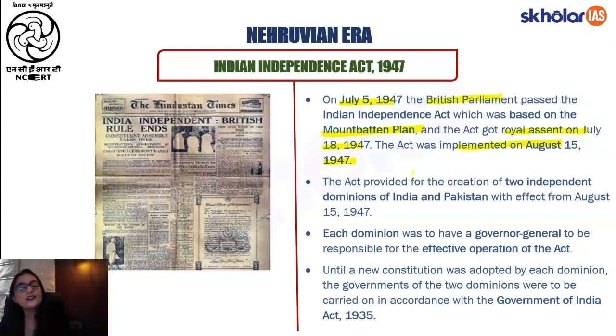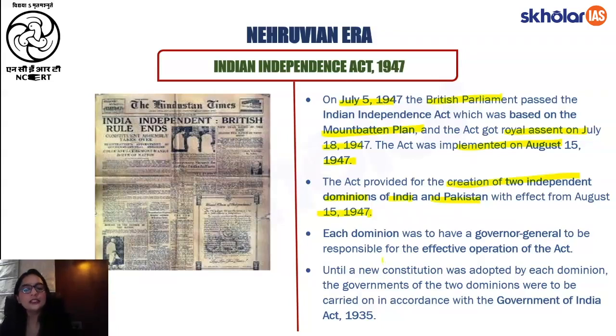Having said that, students, this particular act provided for the creation of two independent dominions, that is India and Pakistan, and this was to come into effect from August 15th, 1947. तो इंडिया और पाकिस्तान में इंडिया टूट चुका था, ये दो इंडिपेंडेंट डोमिनियंस बन गए थे और ये इफेक्ट में आ गया था 15 अगस्त 1947 से.